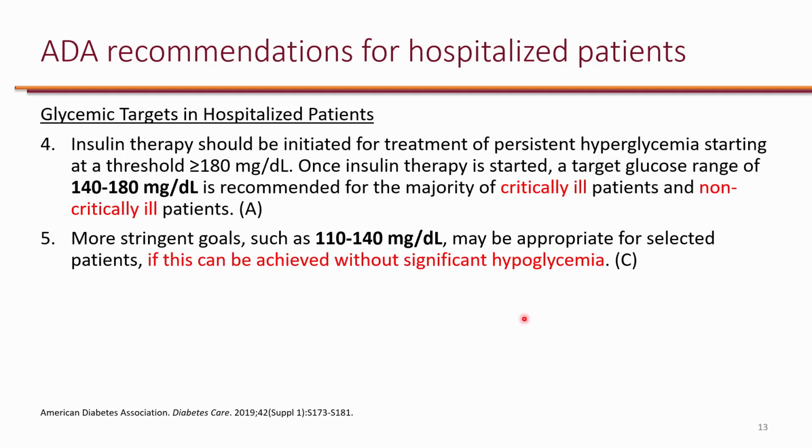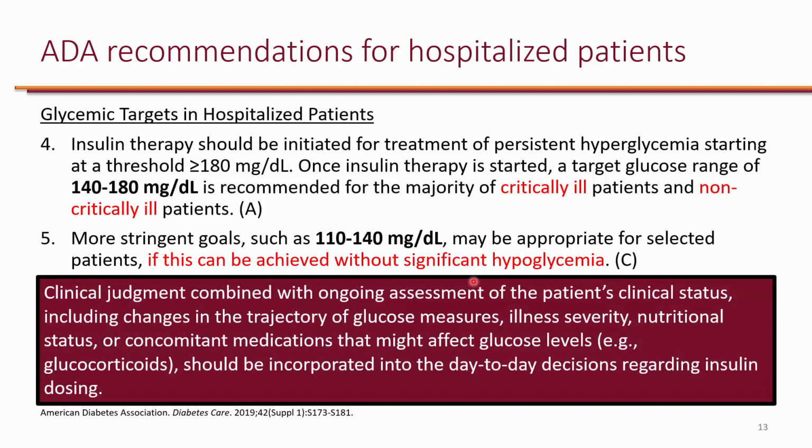So they say that insulin therapy should be initiated for treatment of persistent hyperglycemia starting at a threshold of greater than 180. Once insulin therapy is started, a target glucose range of 140 to 180 is recommended for the majority of critically ill and non-critically ill patients. And of course, they do say that more stringent goals such as 110 to 140 may be appropriate as long as this can be achieved without significant hypoglycemia. And this is an expert opinion. It's not based on any evidence.